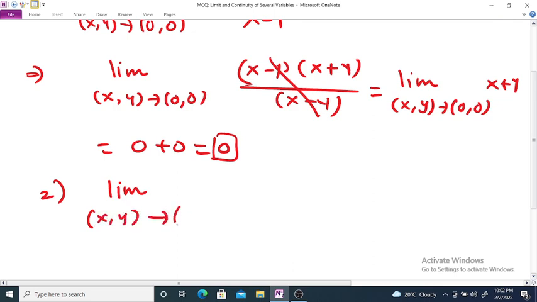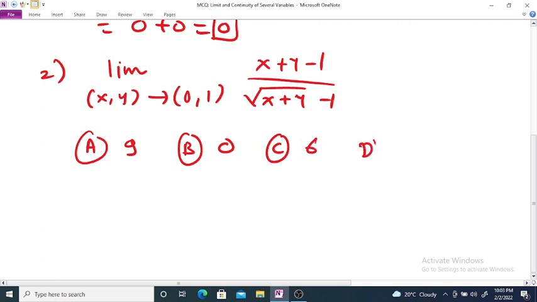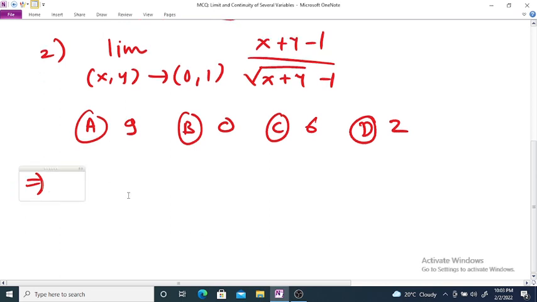(0, 1) of (x + y − 1)/(√(x + y) − 1), and the given options are option A, 9; option B, 0; option C, 6; and option D, 2. So here the limit as (x, y) tends to (0, 1).